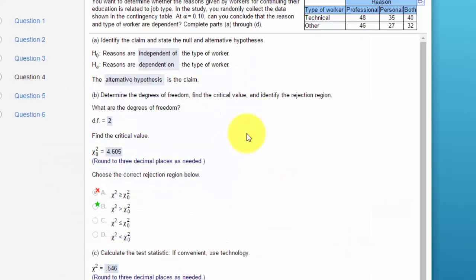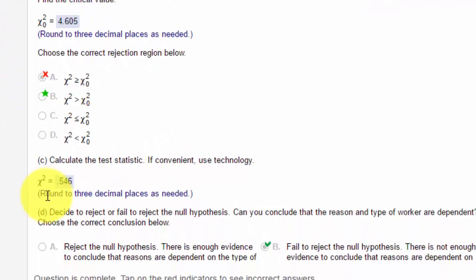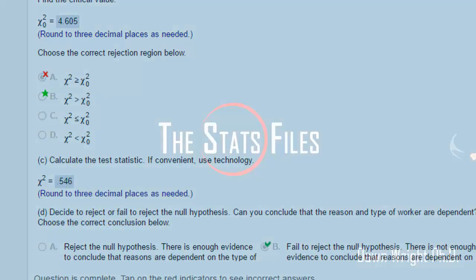And I'm going to close that, and we can see that we did get the same answer that MyStatLab was looking for, chi-square of 0.546, and failed to reject. So I hope this helps a bit.